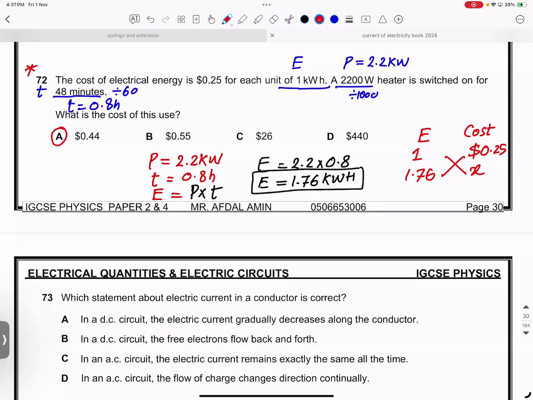$0.44. Option A. So as I told you, whenever I put a star, you need to come back to these questions and review again.